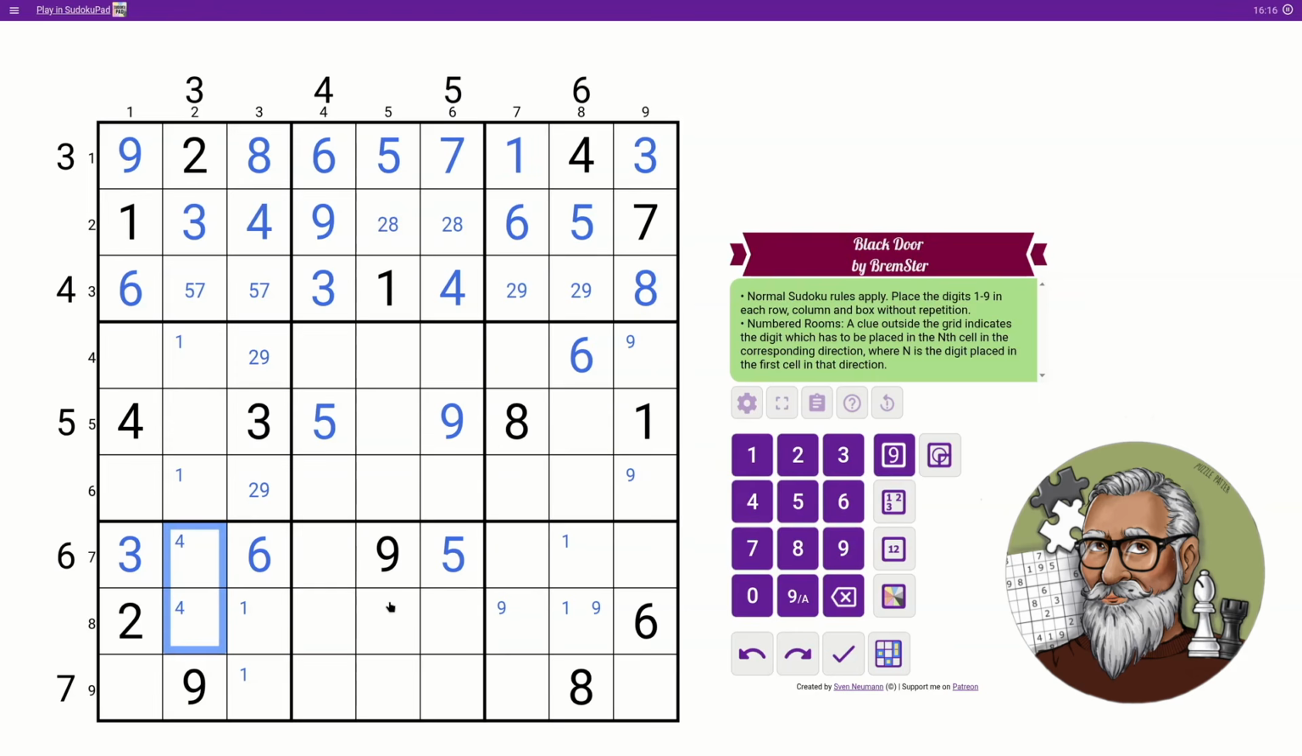5, no. Interesting. 6, well, one of these has to be 6, since we can't have 6 in rows 7 and 8 anymore, or in column 4, so one of these is a 6.